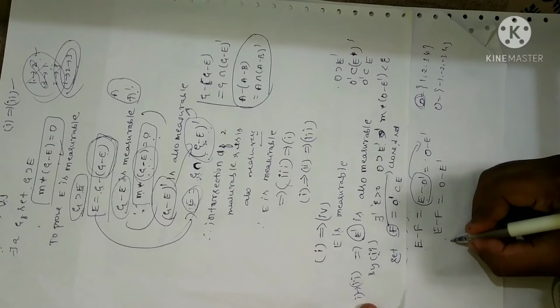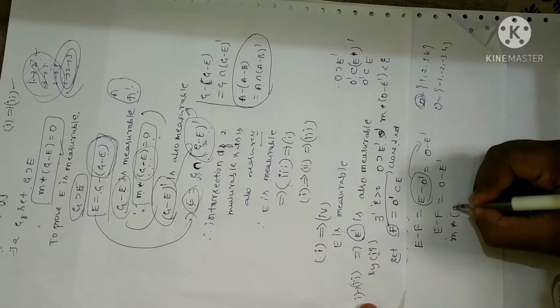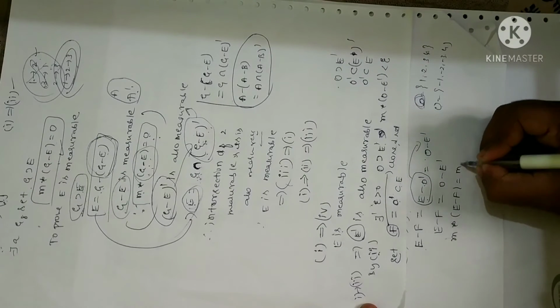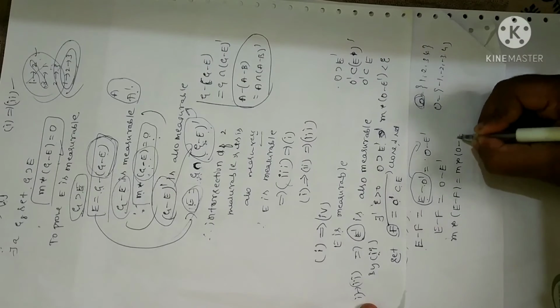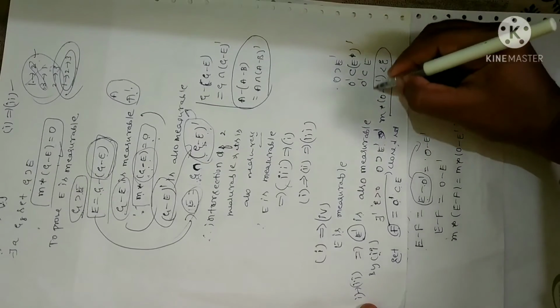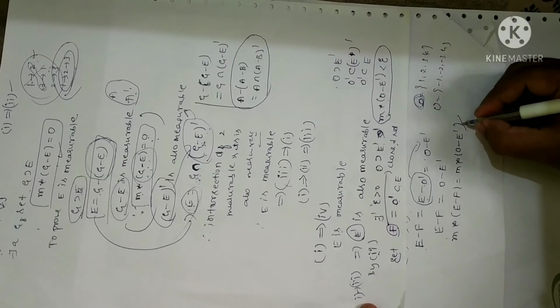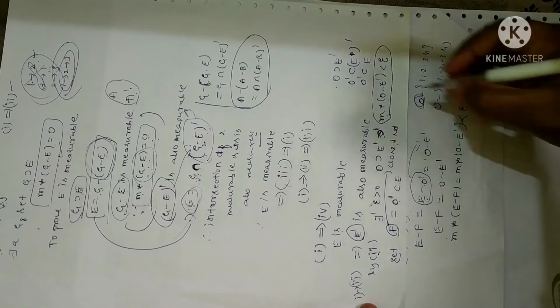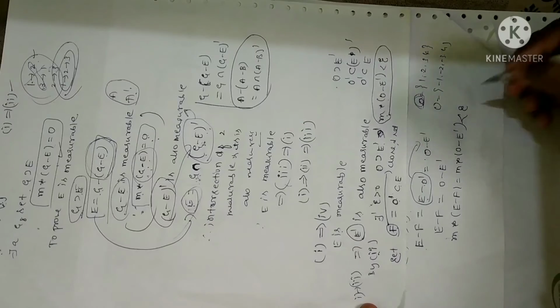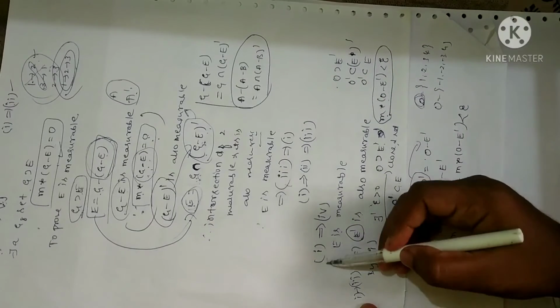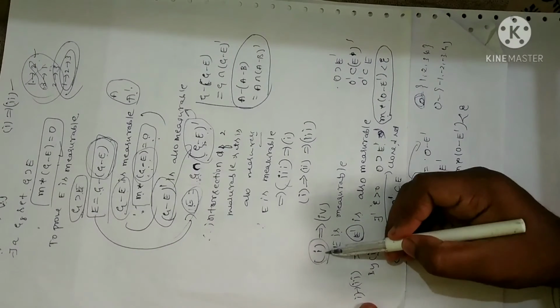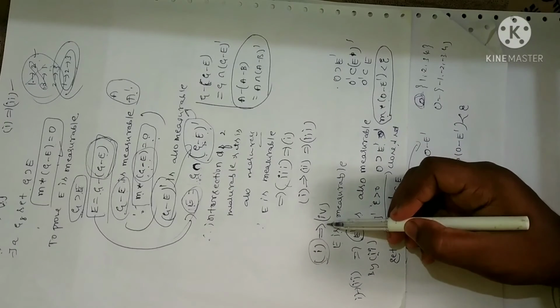Now let me take M star on both sides. So you will get M star of E minus F is equal to M star of O minus E complement. Now by the second statement, M star of O minus E complement is less than epsilon. So I can write this as less than epsilon. We have to prove: I take equation 1 to be true, and I have to arrive at equation 4 being true.